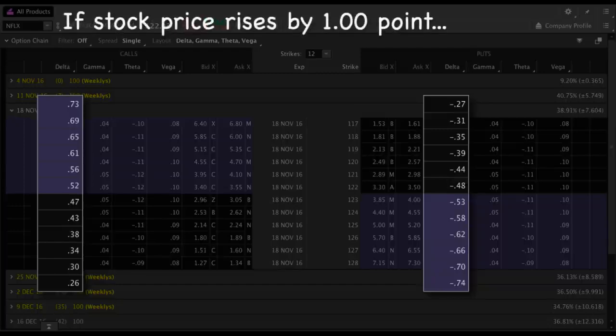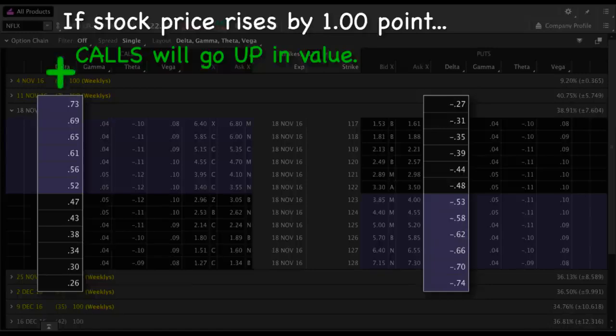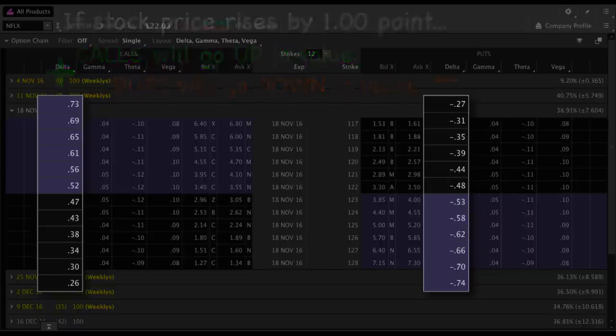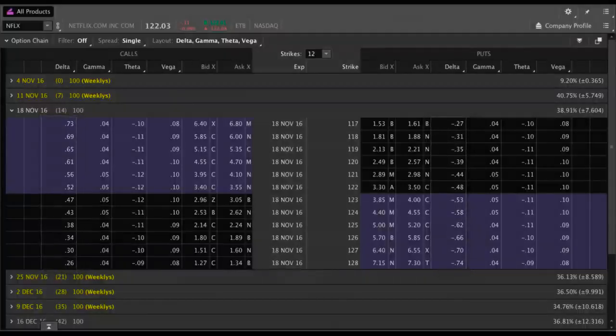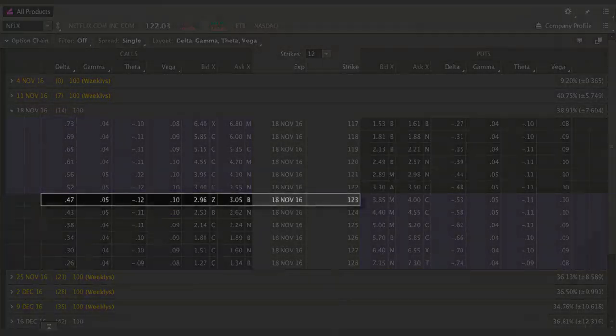So if the stock price rises by 1 point, the calls will go up in value, hence the positive number, and for puts, if the stock price rises by 1 point, the puts will go down in value. They will change by a negative number. Now, let's just look at one of these options as an example. It doesn't matter which one, so we'll just choose the 123 strike call.